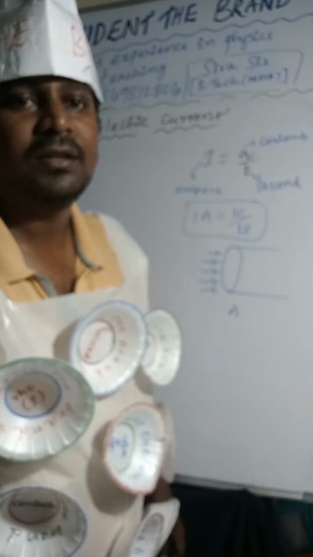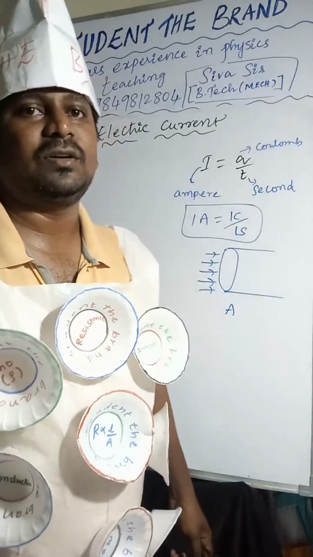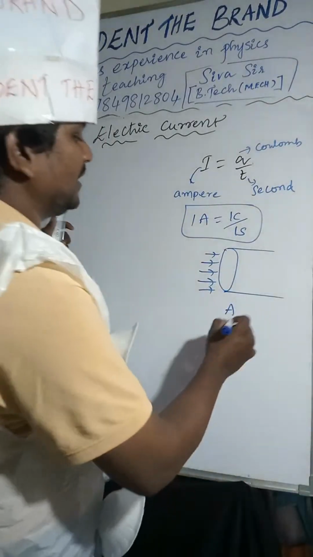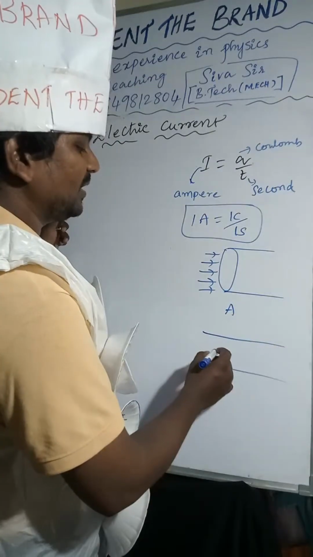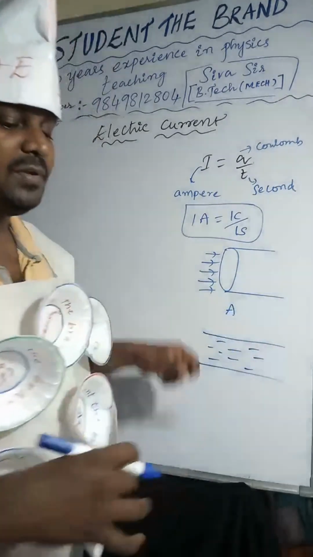Sir, what is drift velocity? Drift velocity is nothing but, normally, electrons are moving inside the conductor like this. I will tell one example.